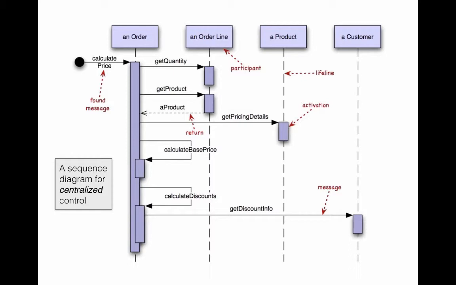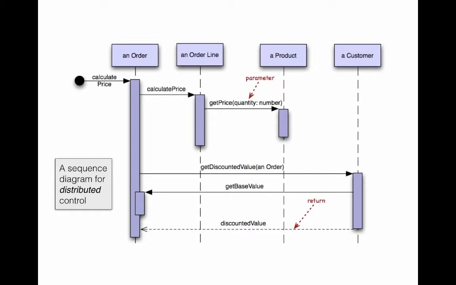Finally, calculate price calls another helper method, calculate discounts, which in turn calls a method in the customer object to get the discount information. Once the discount information is obtained, calculate price can finally calculate the full price for the order line, and the method terminates.